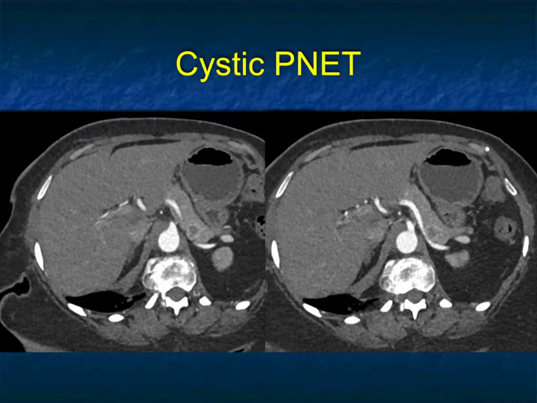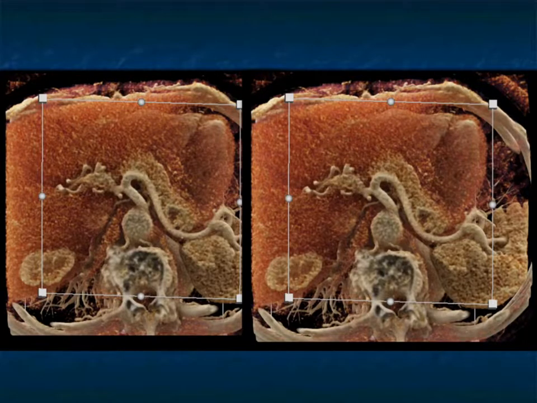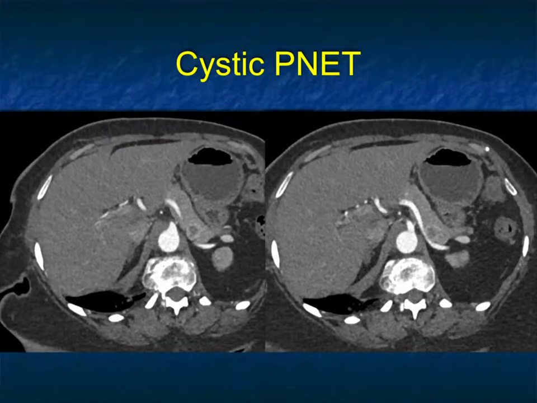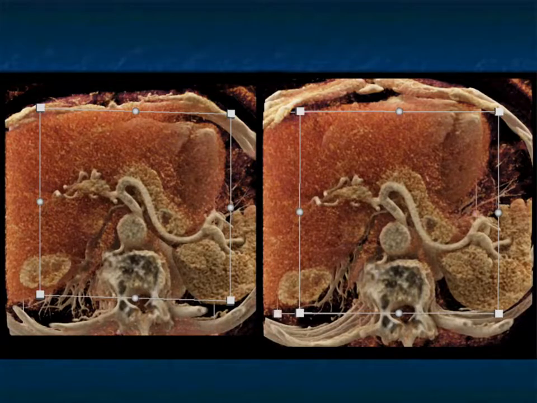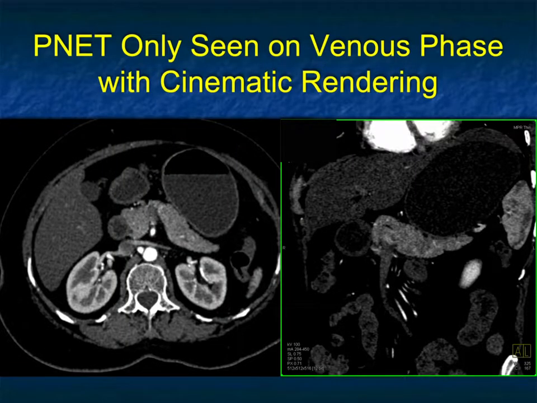This is another neuroendocrine tumor, but it was a cystic one. That's less common, but you can see a low-density lesion with rim-like calcification or rim-like enhancement. You see it really nicely on the cinematic rendering. I think it's easier to see on the cinematic rendering than it is on the axial images. So that becomes very important as I go through the data set.